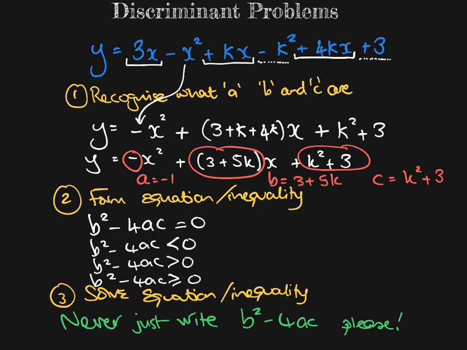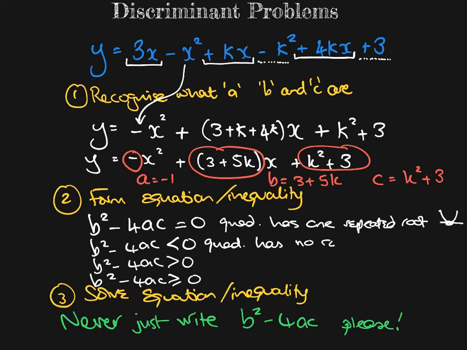Okay, so how do we know which one to write? Well, b squared minus 4ac is 0 if the quadratic has one repeated root. So basically it's got a repeated root, looks like that. B squared minus 4ac is negative if the quadratic has no roots, so it doesn't cross the x-axis at all. B squared minus 4ac is bigger than 0 if the quadratic has 2 distinct real roots. So that's like your normal situation where the quadratic crosses the x-axis twice.